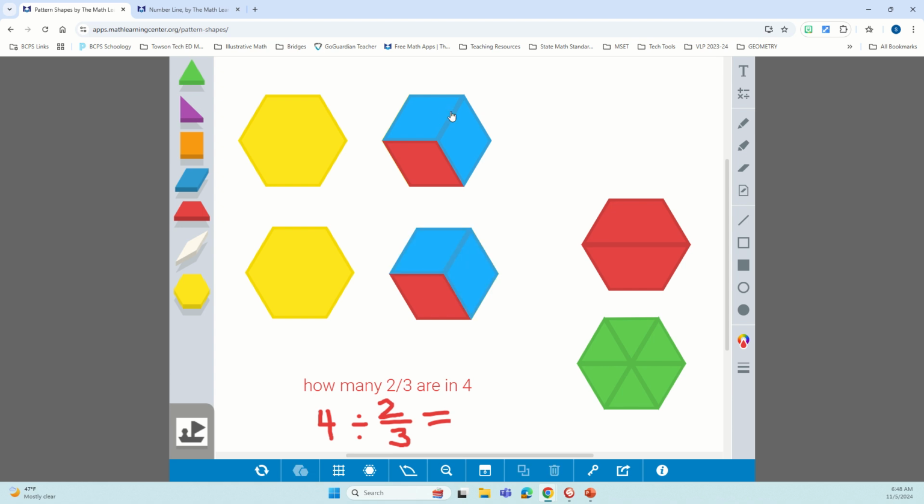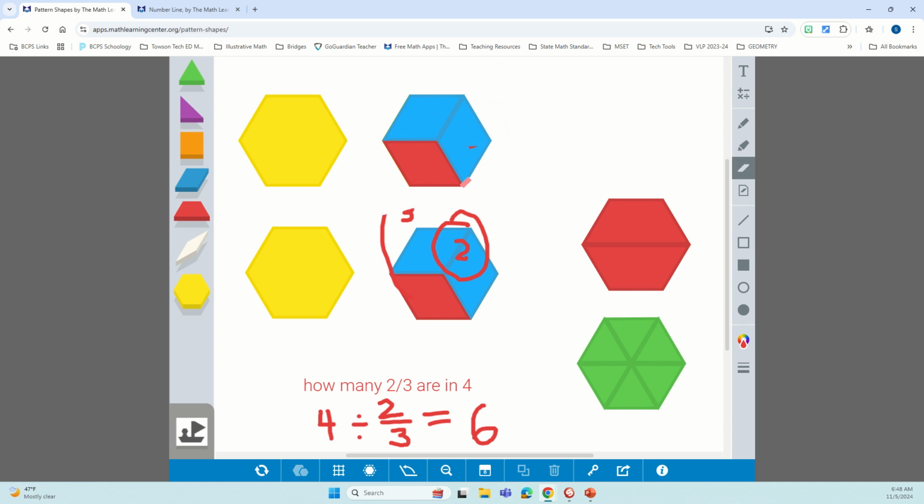So I already can see that I can make 1, 2, 3 groups of 2/3 with 4. Now at this point, I could double and just stop there because I know that 2 times 2 is 4, and I've just created 1, 2, 3 groups. So I'm predicting that the answer is going to be 6, right? Because if I can do this one is 1, this one is 2, and then these two together make the third one, and I have 2 hexagons. If I double that, I should get the same thing over here. But again, if they need to see it, we can totally do that.